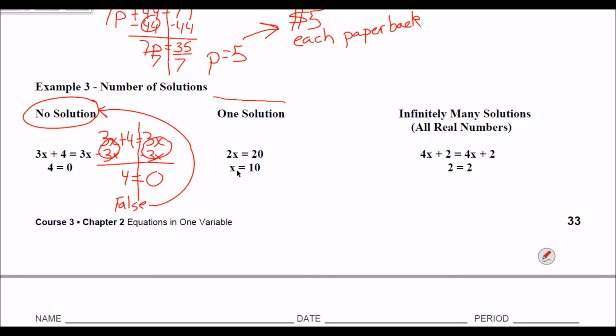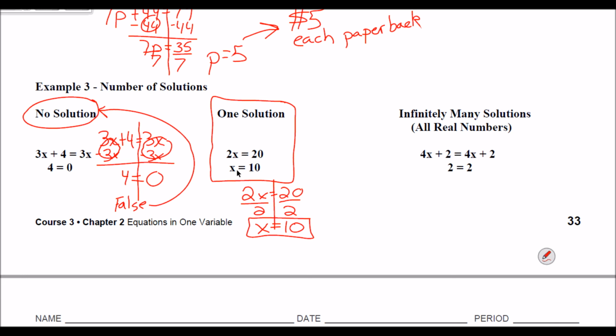Now, here in the middle, the one solution, that's exactly what we've dealt with in 2.1, 2.2, 2.3, and 2.4. You have an equation, and you end up with a variable on one side of the equation, which is equal to a number on the other side of the equation. Okay? So a one solution, that's exactly what we've dealt with in 2.1 all the way through 2.4. So that's nothing new.